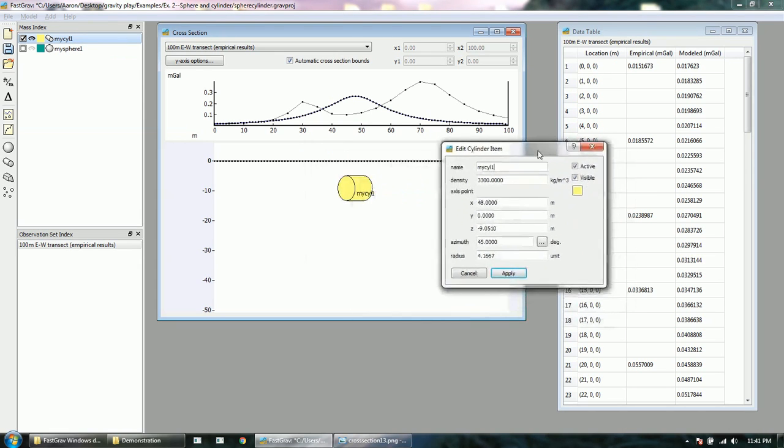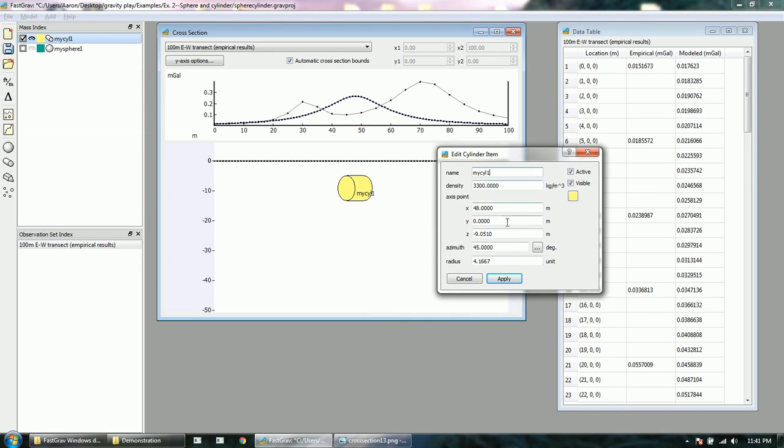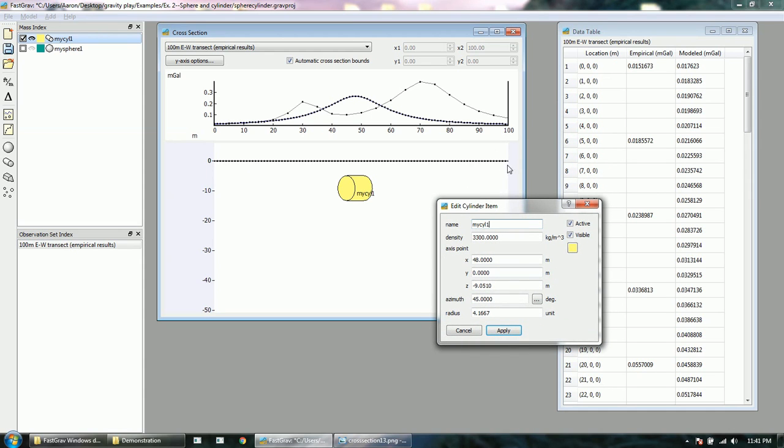Okay, now let's move the cylinder's center point. So again, right now the center's y coordinate is at y equals 0, directly under the transect. Recall again that our transect goes from x equals 0 to x equals 100. And that's from left to right. So the positive x direction is this way. That means that the positive y direction is "into the screen," and the negative y direction is "out of the screen."